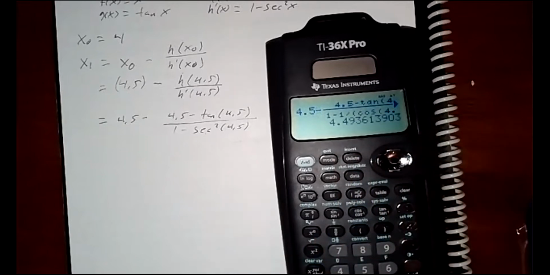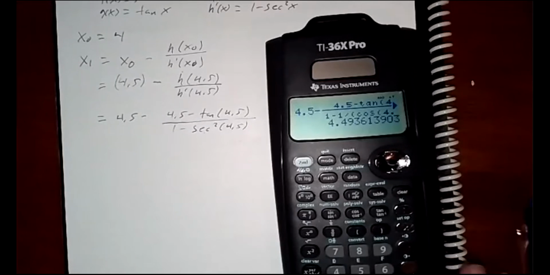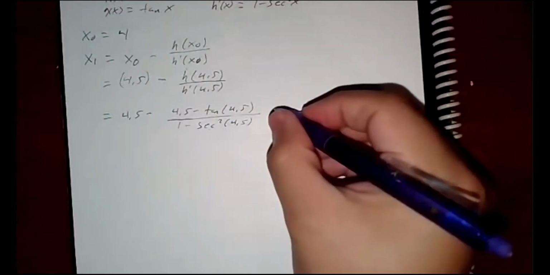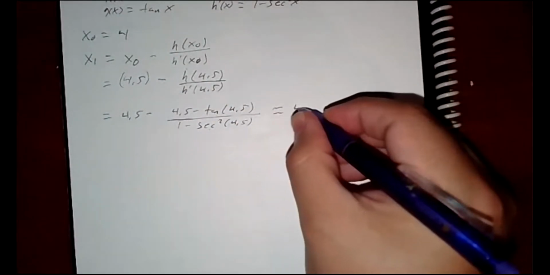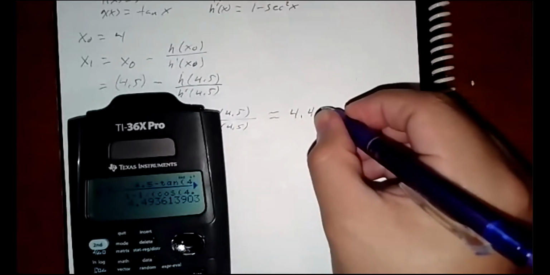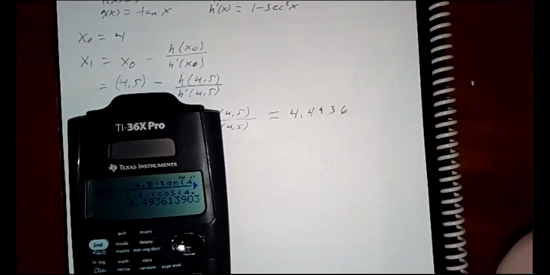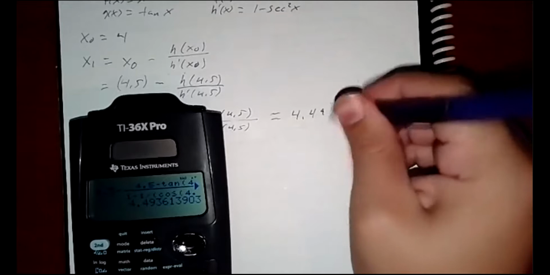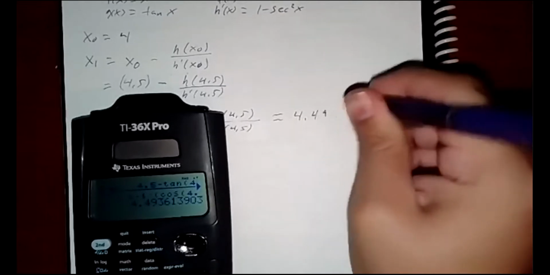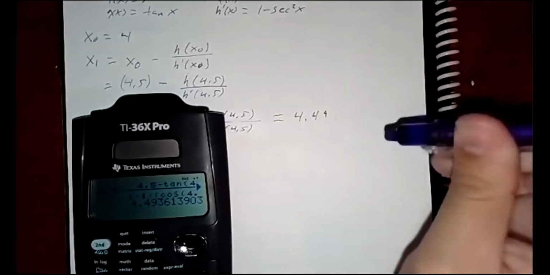Okay. There we go. So 4.5 is better. Looks like we got there on the first try, but we don't know that until we try again. Right. So 4.4936. We'll round to 4.494, I guess.